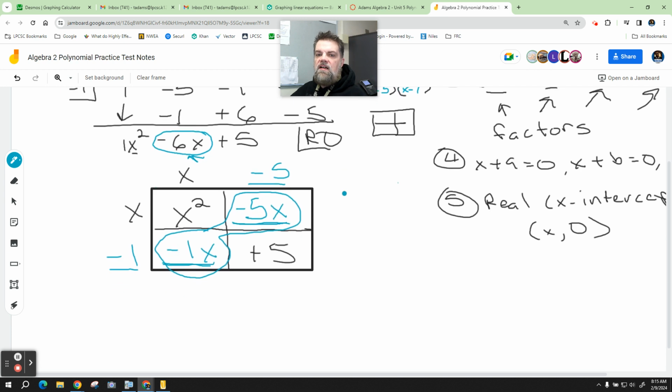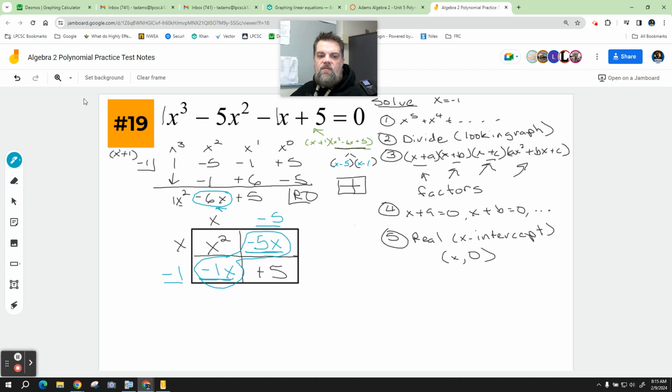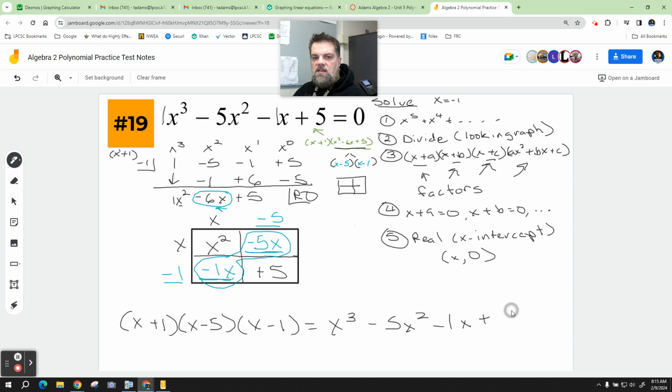Okay? So let me zoom out. What did I just figure out? Well, I figured out that if I take x plus 1 and I multiply that by x minus 5 and I multiply that by x minus 1, that will equal my polynomial, x cubed minus 5x squared minus 1x plus 5.